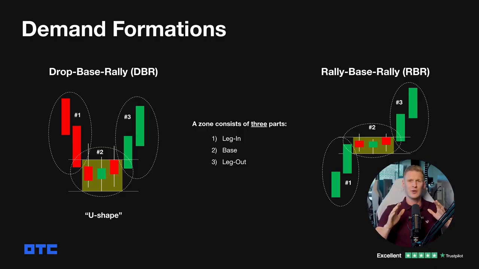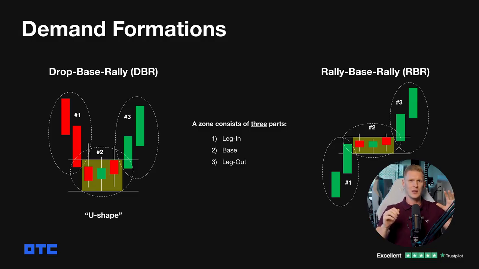Let's revisit the 4 zone formations from lesson 1 and examine how candle types shape each part. Every zone has 3 segments: a leg in, a base, and a leg out. In a demand zone, whether it's a drop base rally or a rally base rally, the drop or initial rally is your leg in. The middle portion is the base, and the final rally is the leg out. The leg out is the most important part of the zone because it results from an imbalance in the market.